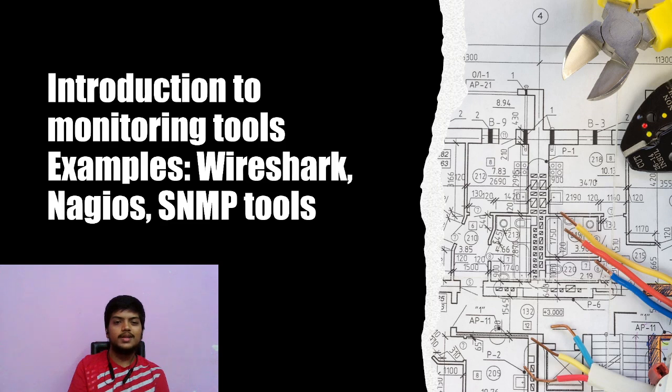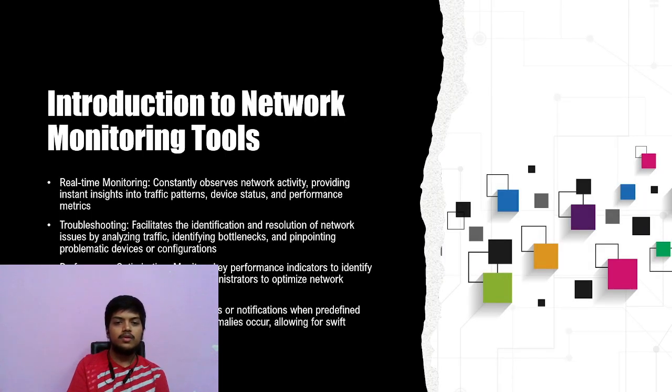Introduction to the monitoring tools, examples: Wireshark, Nagios, or SNMP tools. Introduction to the network monitoring tools: real-time monitoring, troubleshooting, performance optimization, and alerting and notification. Real-time monitoring constantly observes network activity, providing instant insights into traffic patterns, device status, and performance metrics. Troubleshooting: analyzing traffic, identifying bottlenecks, and pinpointing problematic devices or configurations. Performance optimization: areas for improvement, enabling administrators to optimize network efficiency. Alerting and notifications: when thresholds are breached or anomalies occur, allowing for swift response to potential issues.